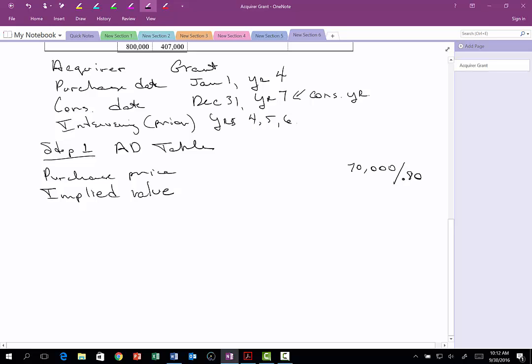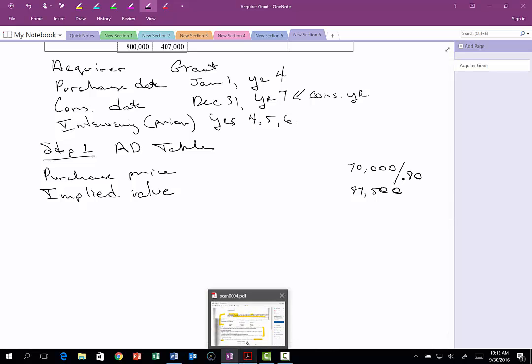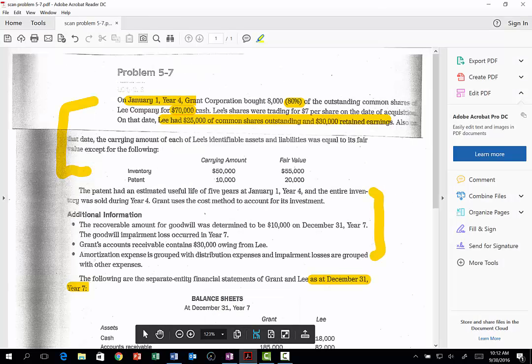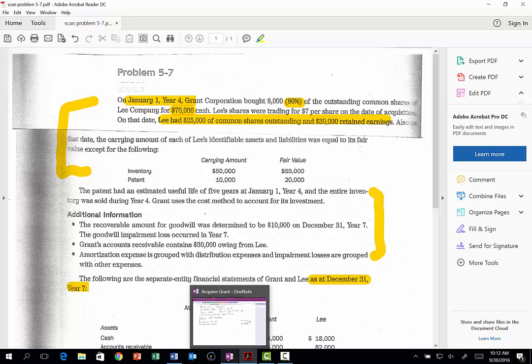That's going to give me an implied value for this company of $87,500. Recall in the problem that there's a piece of information here. Lee's shares were trading for $7 per share on the date of acquisition. We're actually just ignoring that piece of information and using extrapolation to come up with the implied value.